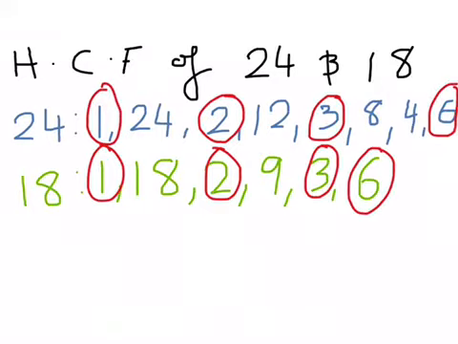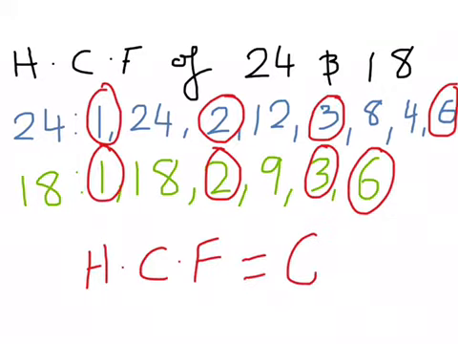So looking at that, out of all the ones that I've circled, the number that is highest, and it is common to both of those sets, would be 6. So that is my highest common factor.